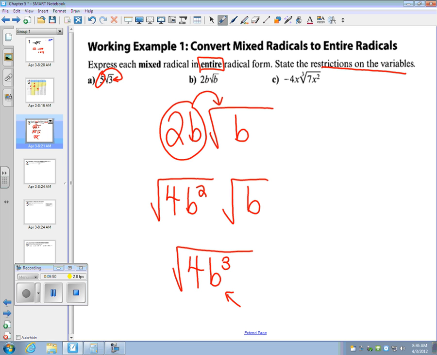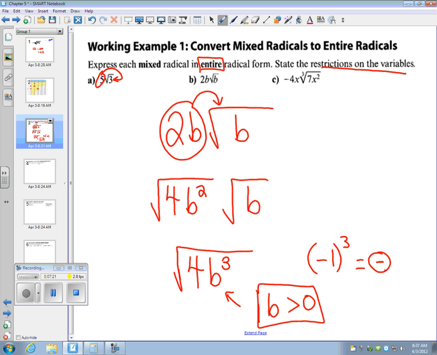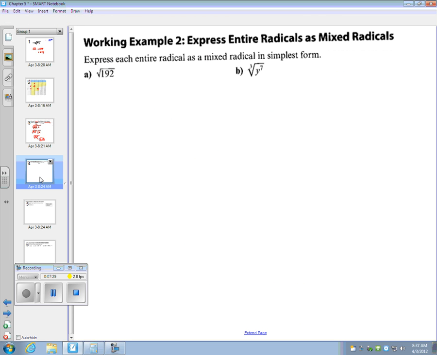So this index, remember when there's nothing here, we assume it's a square root, so the index is 2. This is an even index, so we cannot have a negative number. We do not know what the square root of a negative number is. So in this case, if b was a negative number, for instance -1 cubed, we would get a negative answer. So b must be greater than 0. b cannot be negative. That's the restriction you would have to add on when you answer this question. Question C is very similar to that, so we're going to move on to our next question.